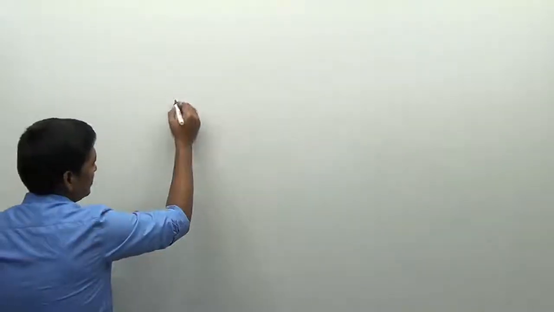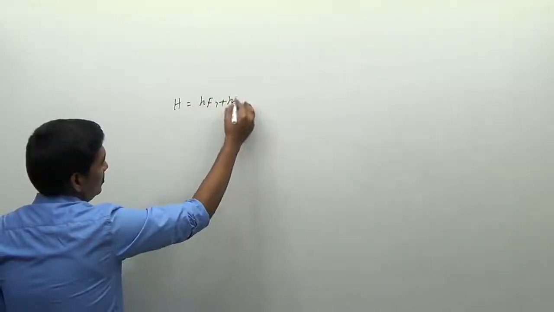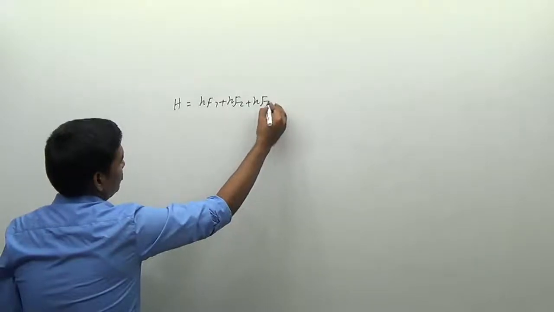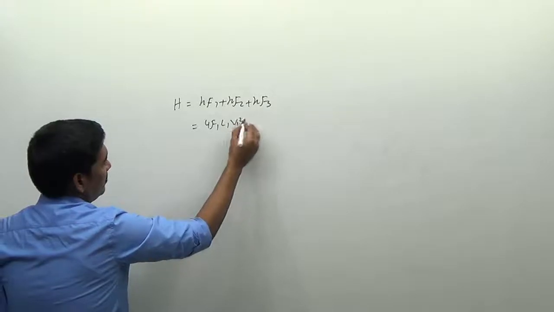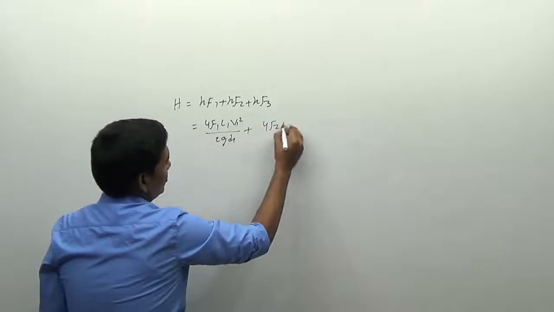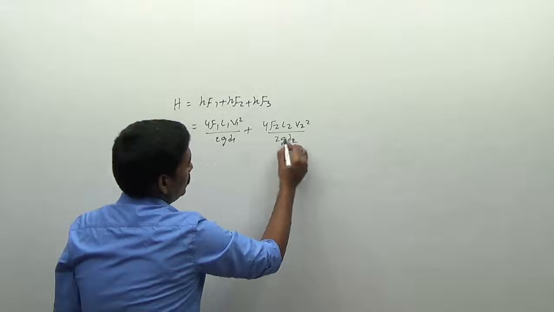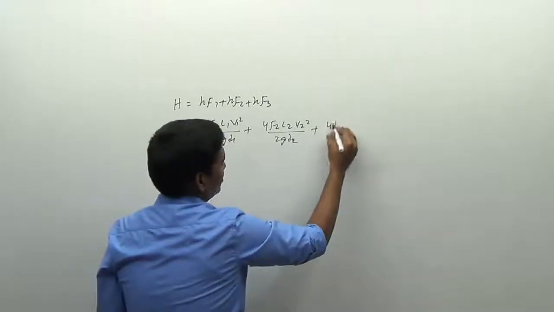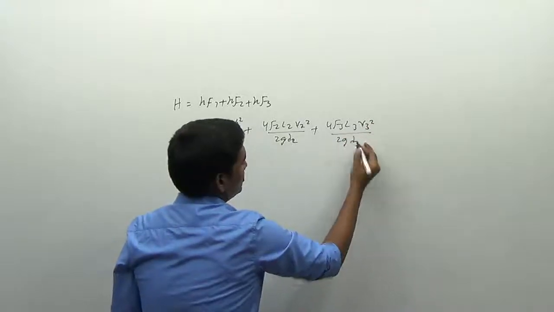Right. Okay. So let us go for the next case we have in the problem. Neglecting the major losses, we have to include only the minor losses, HF1 plus HF2 plus HF3. Therefore we will get 4 F1 L1 V1 square divided by 2G D1, plus 4 F2 L2 V2 square divided by 2G D2, plus 4 F3 L3 V3 square divided by 2G D3.